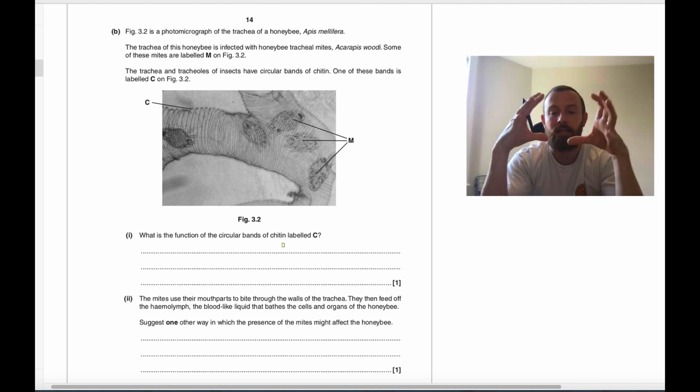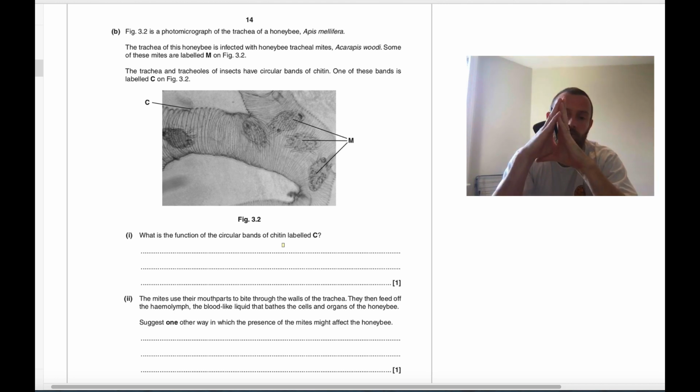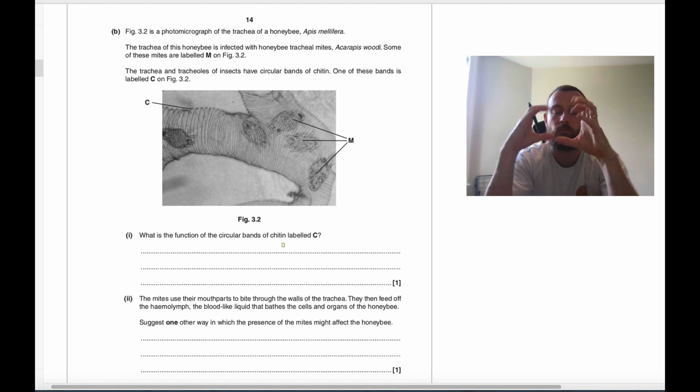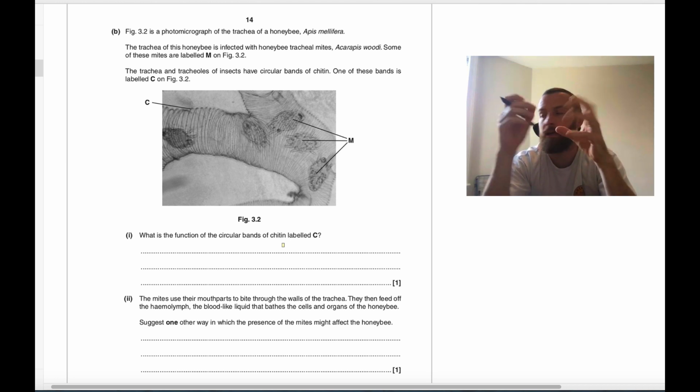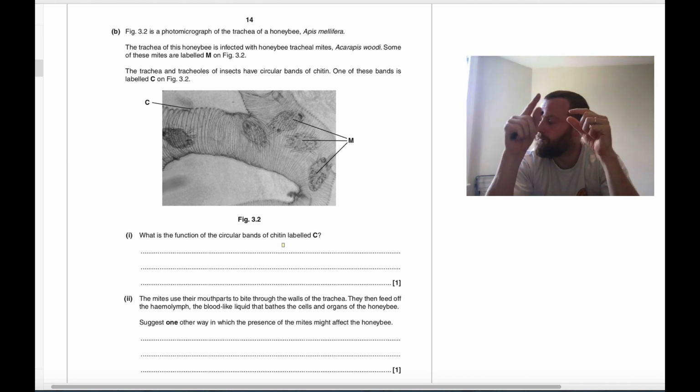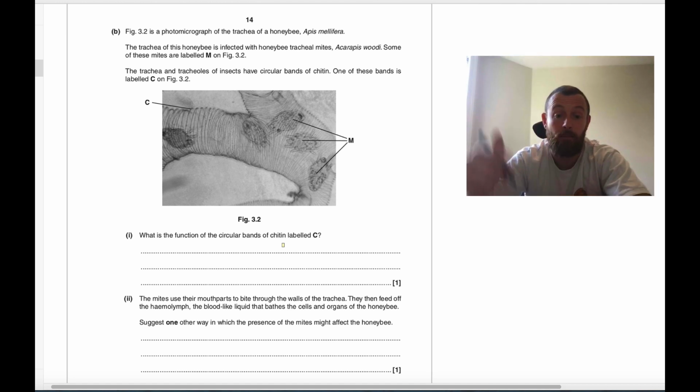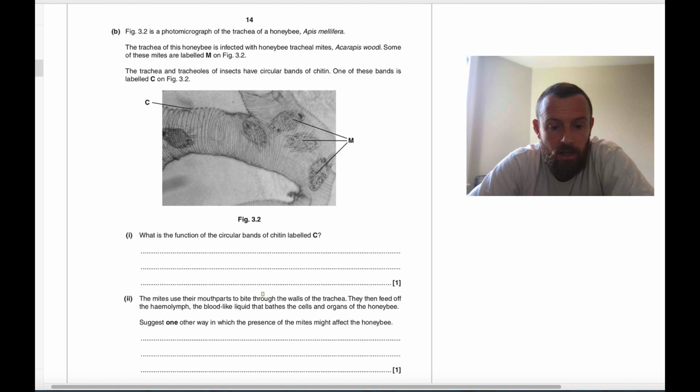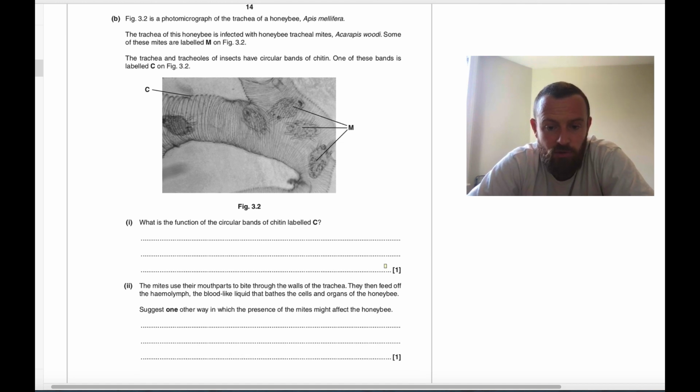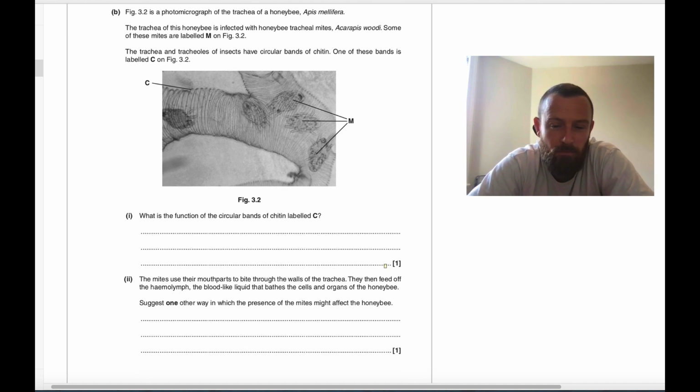Remember, these bands prevent the trachea and tracheoles from collapsing. They give them support and prevent them from collapsing down. It's a bit like the bands on a straw in that bendy bit, which prevent it from collapsing at that point. The mites use their mouth parts to bite through the walls of the trachea, then they feed off the hemolymph, which is a blood-like liquid that bathes the cells of the honeybee.